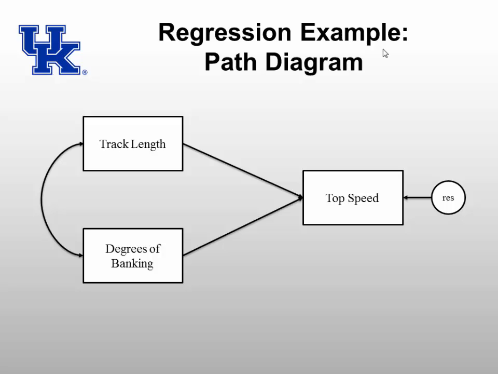And so in our path diagram, we've got two independent variables, the track length and the maximum degrees of banking on the track. And we're using them to predict another observed variable, the top speed. And of course, in this regression model, we're not going to be able to completely predict top speed, so there is also a residual there.